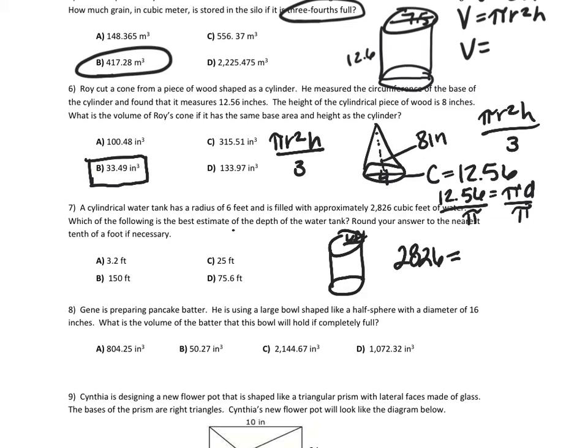So the radius is 6. So pi times 6 squared times h. We don't know h. Okay, so pi times 36 times h. So I'm going to say 36 times pi. 36 pi is 113.09.